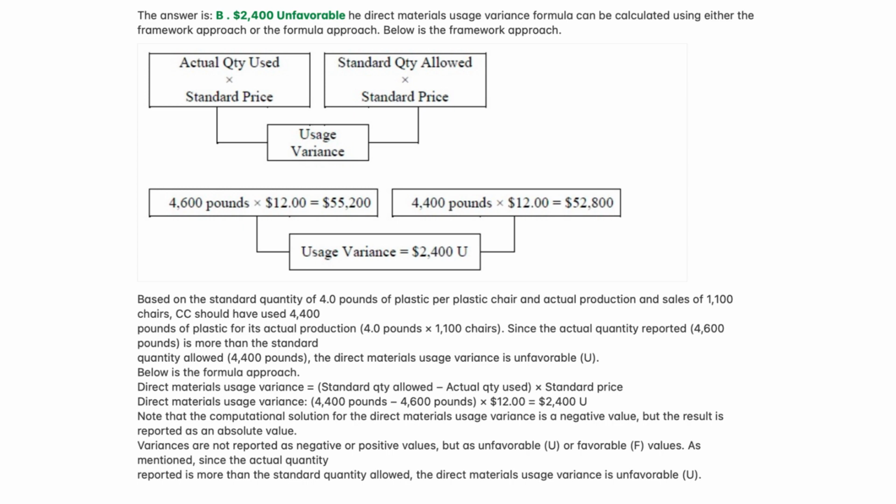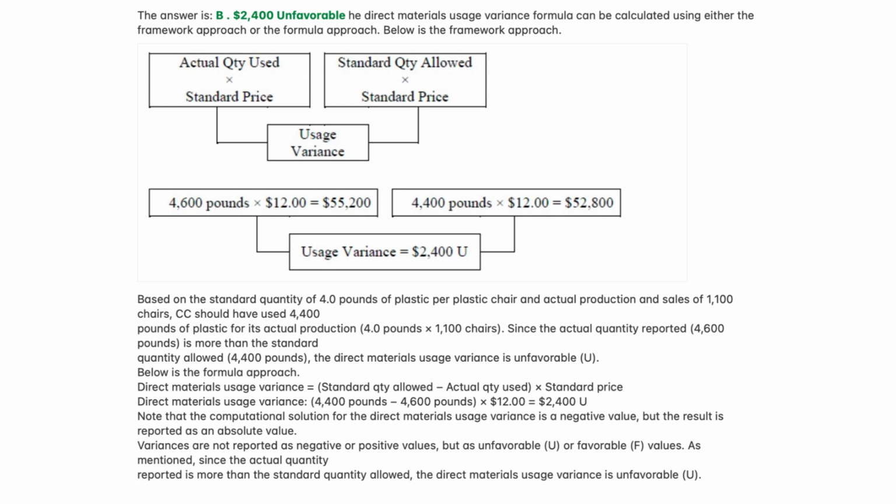Based on the standard quantity of 4 pounds of plastic per plastic chair and actual production and sales of 1,100 chairs, CC should have used 4,400 pounds of plastic for its actual production, 4 pounds times 1,100 chairs. Since the actual quantity reported, 4,600 pounds, is more than the standard quantity allowed, 4,400 pounds, the direct materials usage variance is unfavorable, U. Below is the formula approach.